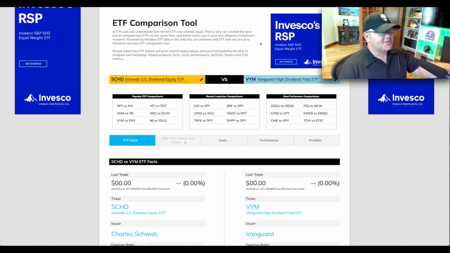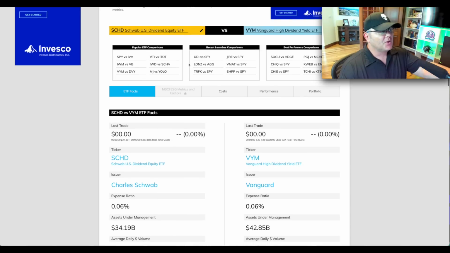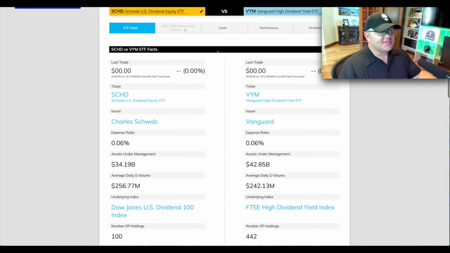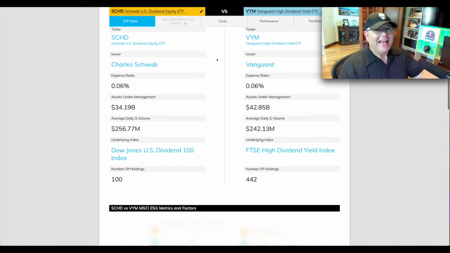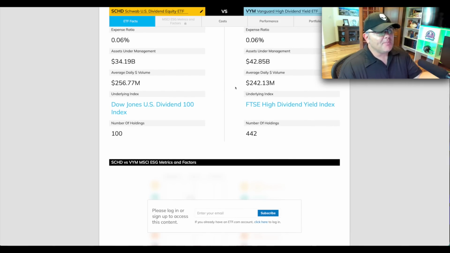It's a free tool. I encourage you to check it out, the ETF comparison tool, where you can compare different ETFs side by side. We're going to look at SCHD today, the Schwab US Dividend Equity ETF, and then VYM, the Vanguard High Dividend Yield ETF. They're very similar in terms of expense ratio, about 0.06%. The assets under management are pretty close, 34.19 billion for Schwab, 42.85 billion for Vanguard. Average daily volume is about the same, 250 million, with a little more volume on the Schwab.